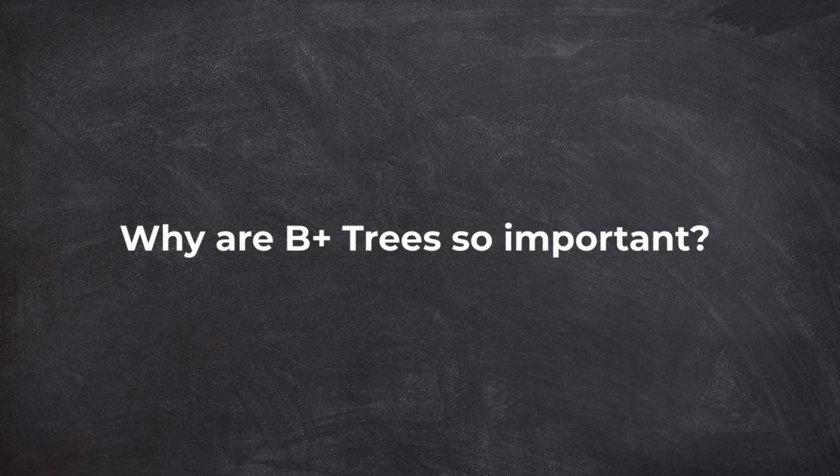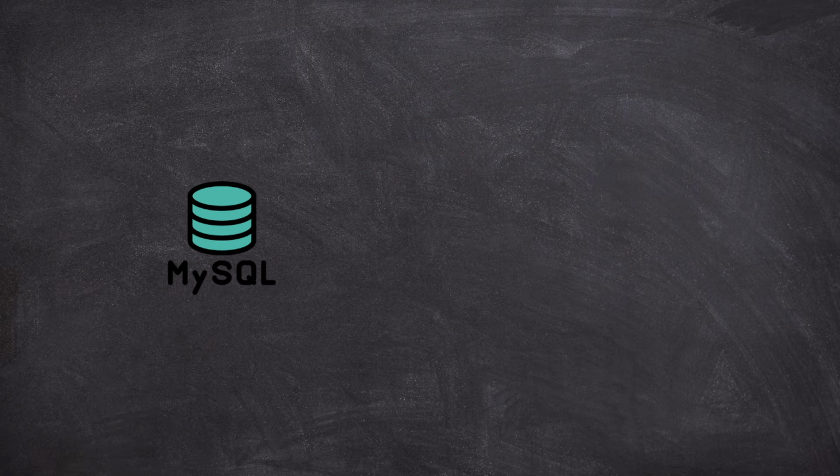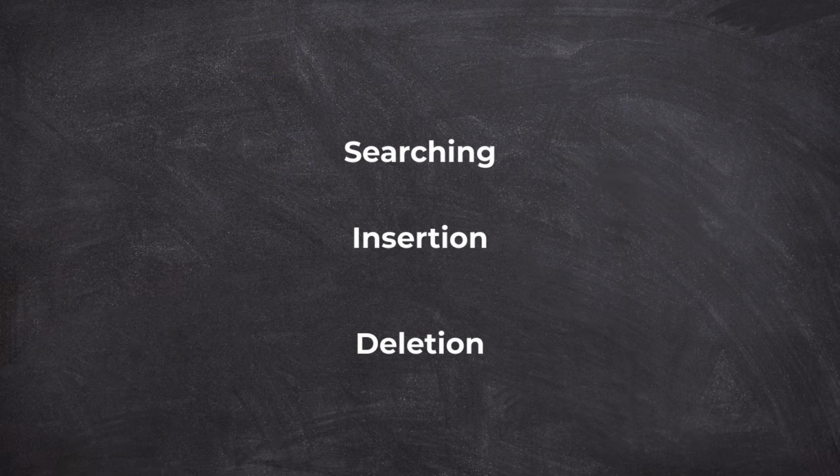Why are B+ trees so important? Well, they're especially useful when your data is too large to fit entirely in memory, so you need to fetch it from disk. Popular databases like MySQL and file systems like New Technology File System use B+ trees under the hood to keep operations fast and efficient. In this video, we'll start by understanding how a B+ tree is structured. Then, step by step, we'll walk through searching, insertion, and deletion, so you can see exactly how everything works.